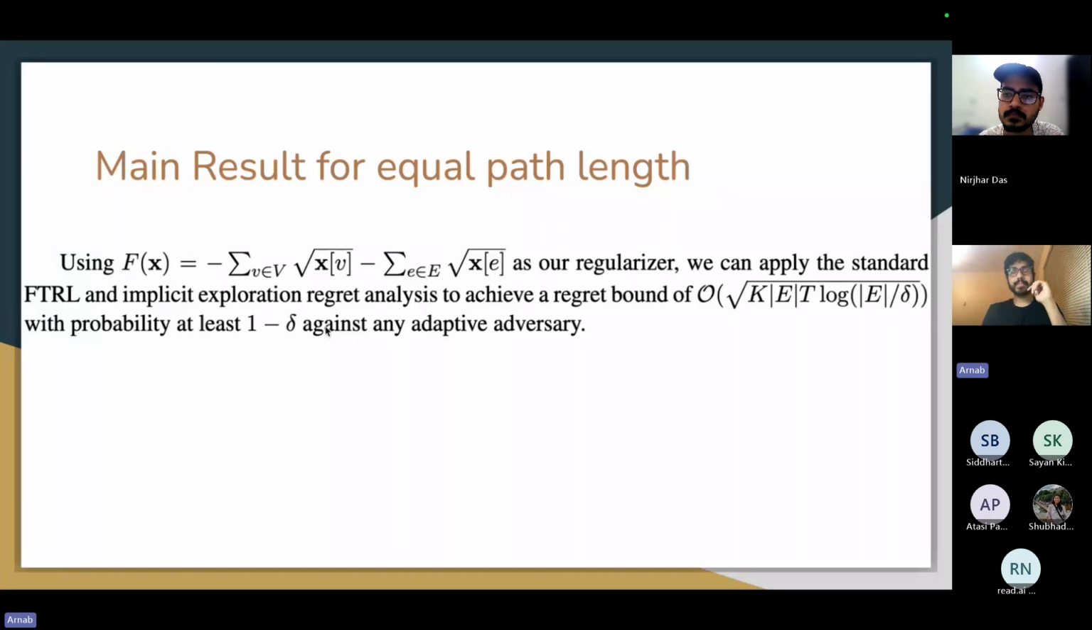The funny thing is that even in multi-arm bandits, it is not known whether you can get rid of this log k term if you want a high probability regret guarantee. In multi-arm bandits, you have square root k t log k by delta when you deal with high probability guarantees, whereas if you want expectation, you just have square root k t. So that is also an interesting open question that's out there. But if we don't care about log factors, which I don't in this talk, the bound you should take away for now is square root k e t.